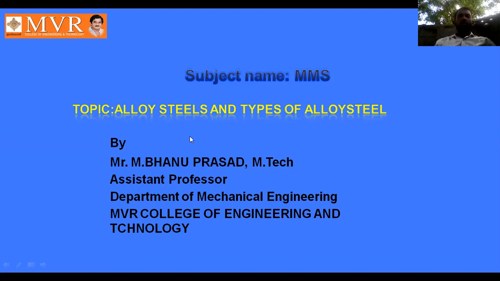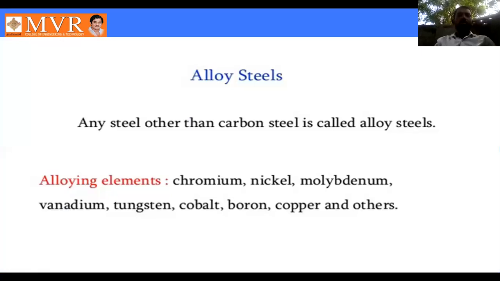Today, our topic is alloy steel. Define alloy steel and types of alloy steel. Alloy steel is any steel other than carbon steel. Any steel other than carbon steel is called alloy steel.